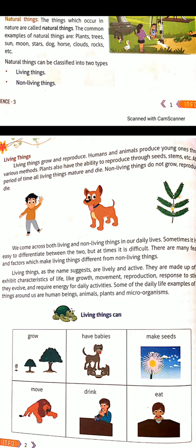What are the characteristics of life? The characteristics of life are growth, movement, reproduction, response to stimuli, evolution, requirement of energy. If all these characteristics are shown by a thing, then only it will be called a living thing. If these characteristics are not present, then it is called a non-living thing.